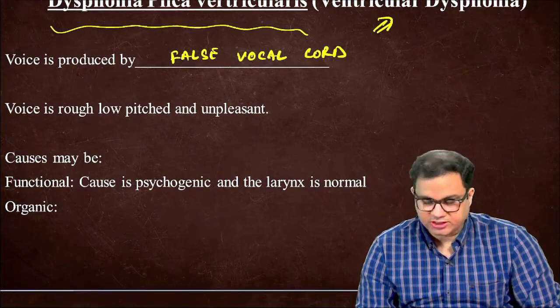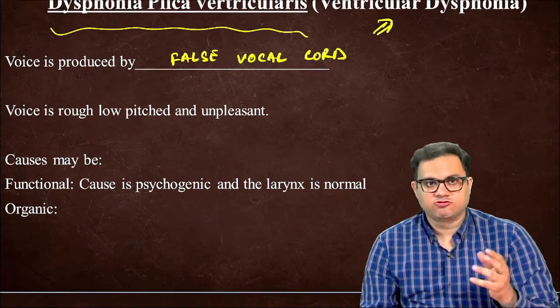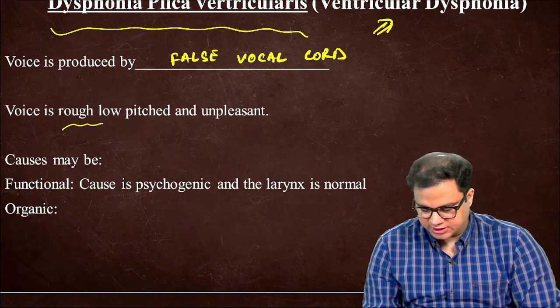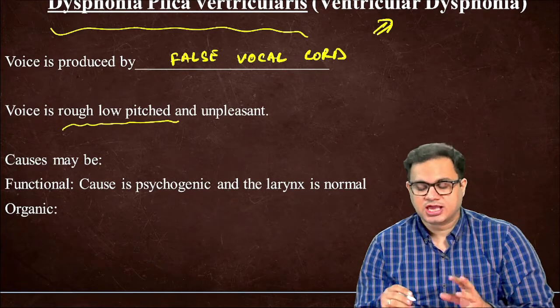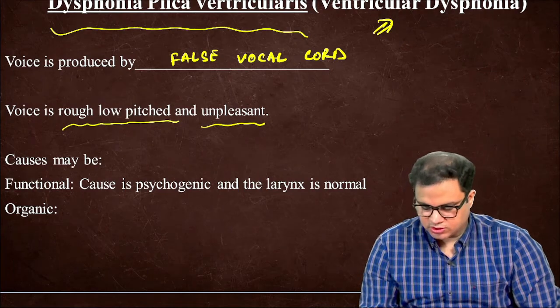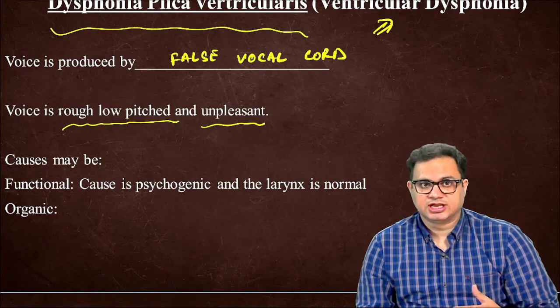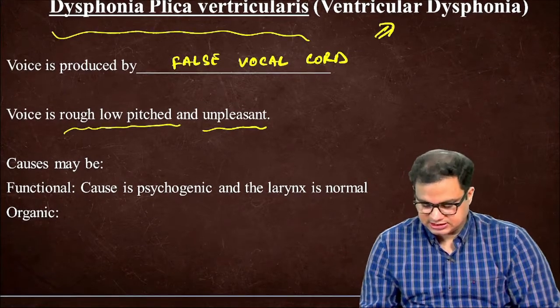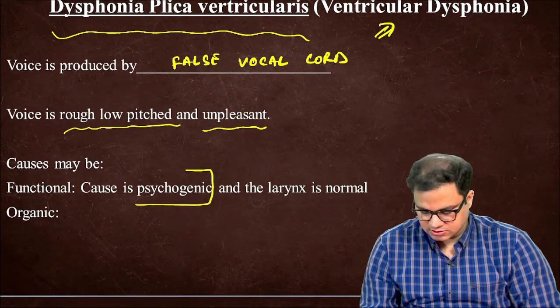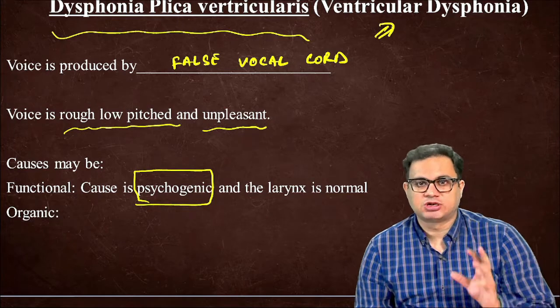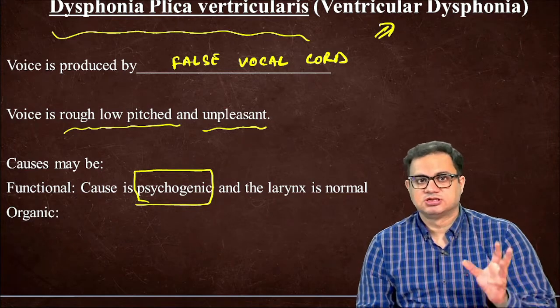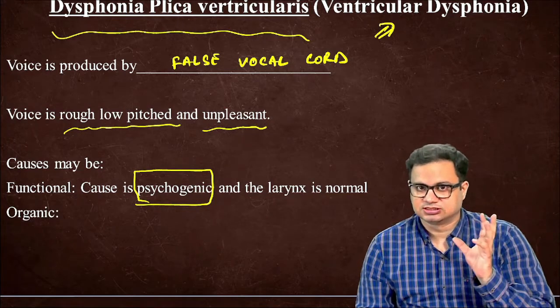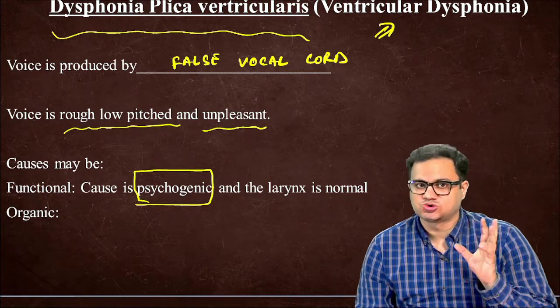And what is the quality of the voice? The quality of voice, it is rough, low pitched voice, and it is an unpleasant voice. What are the causes? What is the etiology? The etiology of dysphonia plica ventricularis, it can be functional, that is, it is psychogenic. Here the larynx is totally normal. So in functional cases, the reason is psychogenic and the larynx is totally normal.